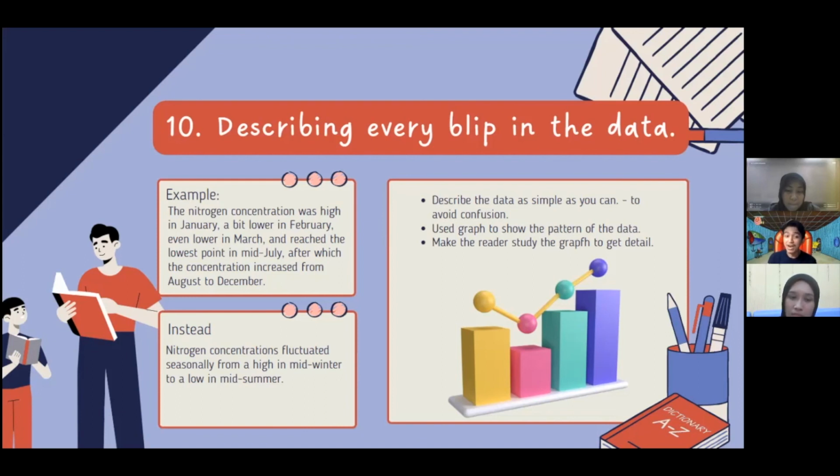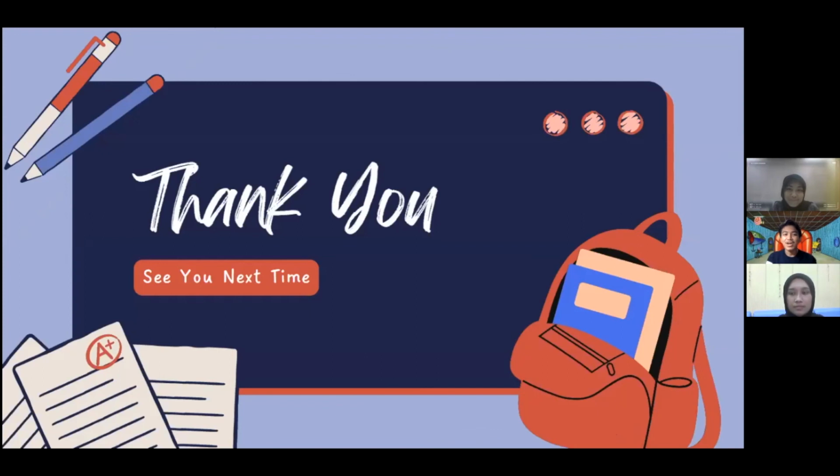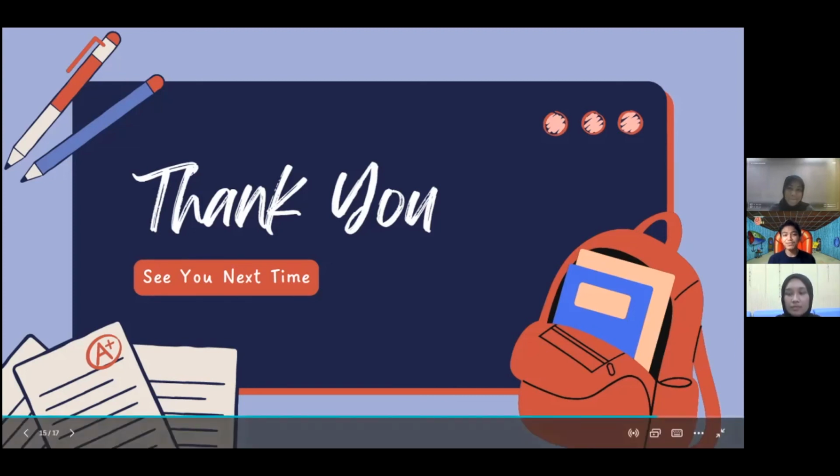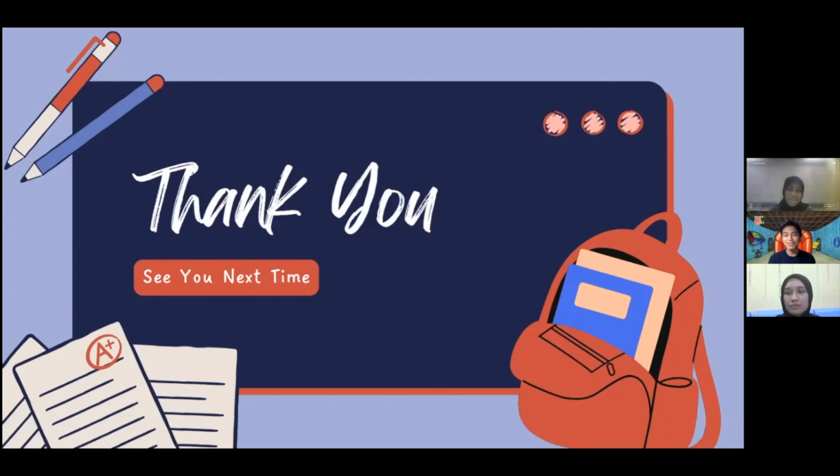You can use a graph to show the pattern of the data and let the reader study the graph in which nitrogen concentration is plotted to get the detail. So that's just a sampling of minor writing mistakes that will tell a reviewer or editor that you are either a novice or a careless writer. We hope that you find these points useful and remind you to be more careful and proofread your paper before submitting it. So that's all from us. Thank you.